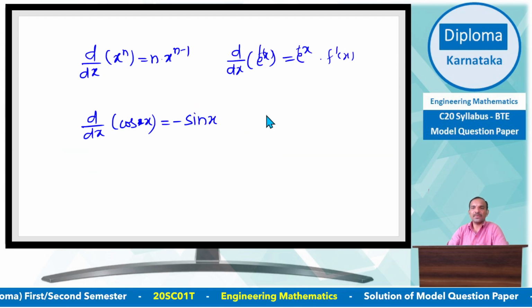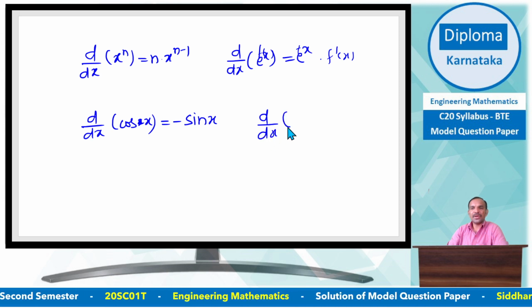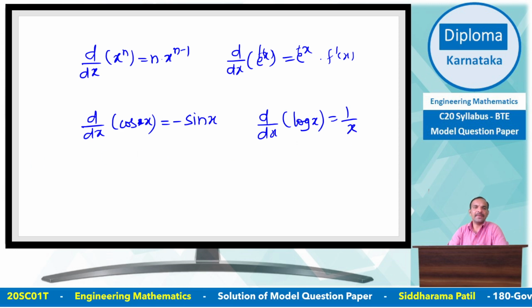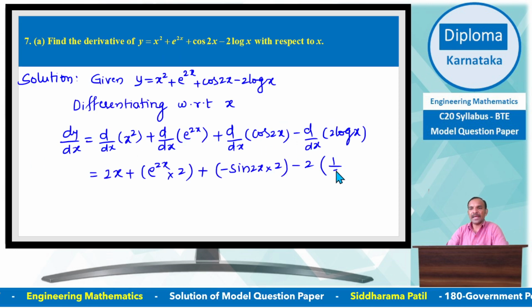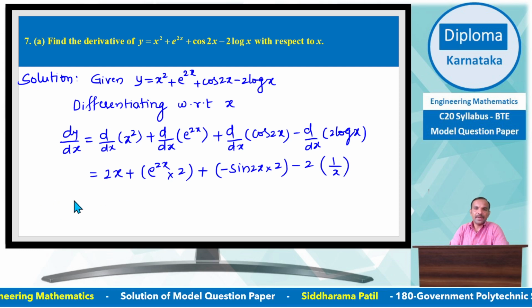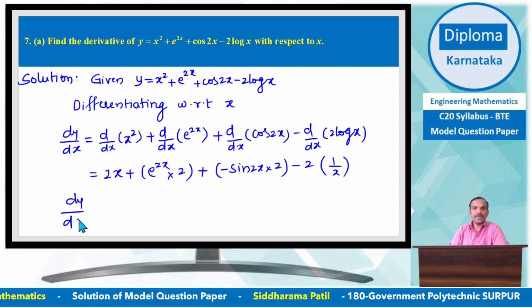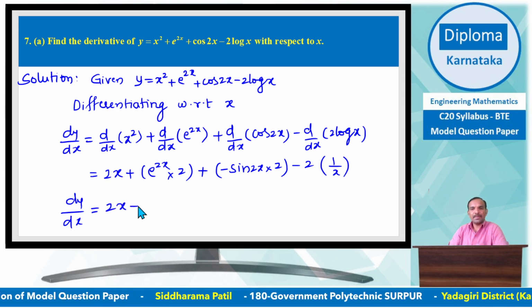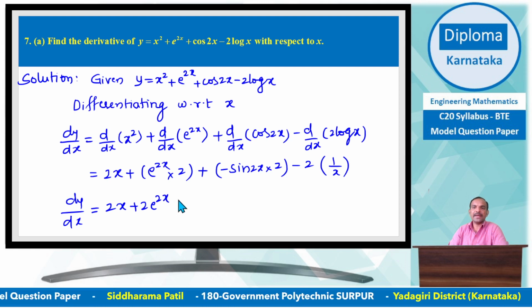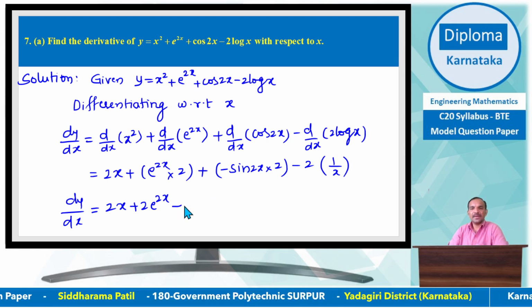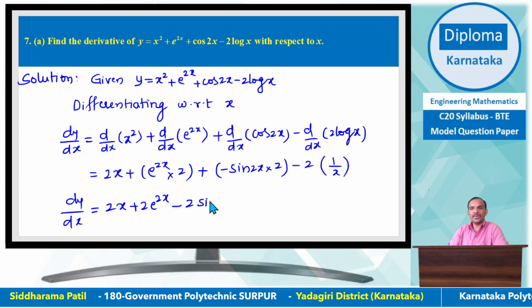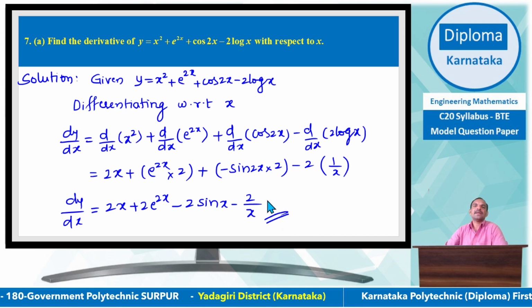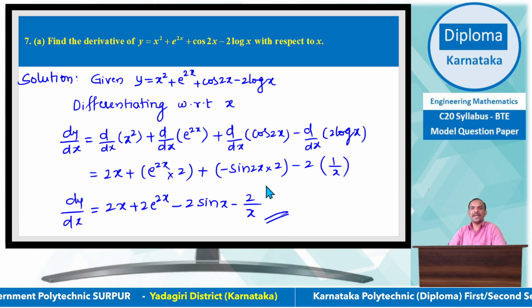Minus 2 as it is, times the differentiation of log x. We use the direct formula: the differentiation of log x is 1 by x. Now dy by dx is equal to 2x as it is, plus 2 e to the power 2x, minus 2 sin 2x, minus 2 by x. This is the required dy by dx, that is the derivative.